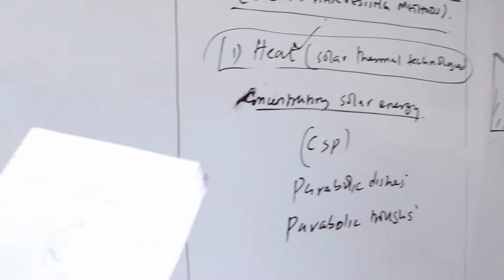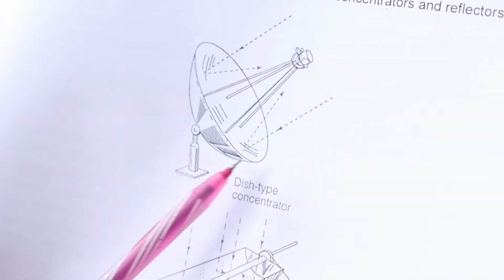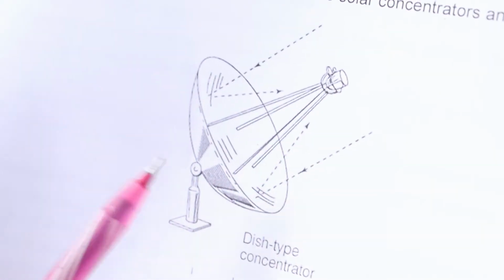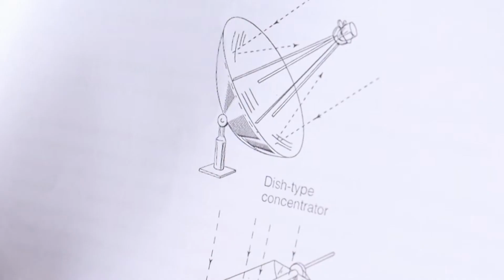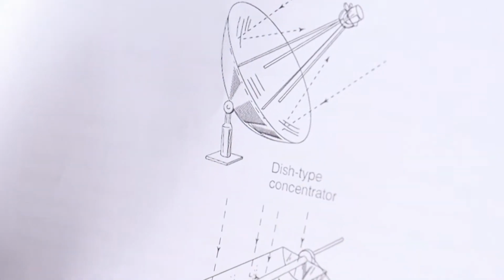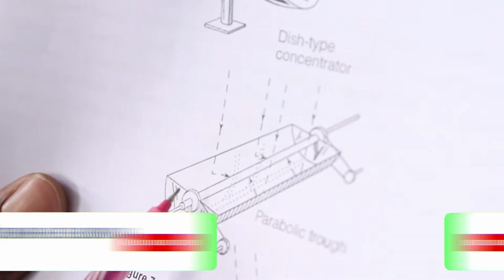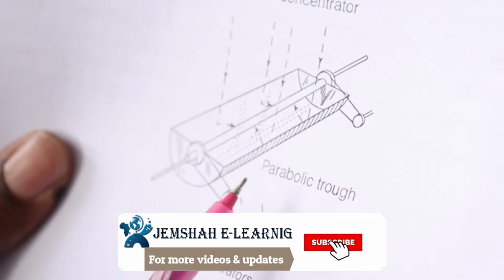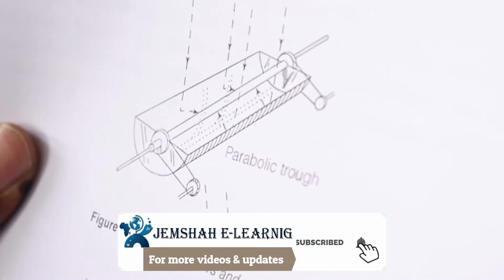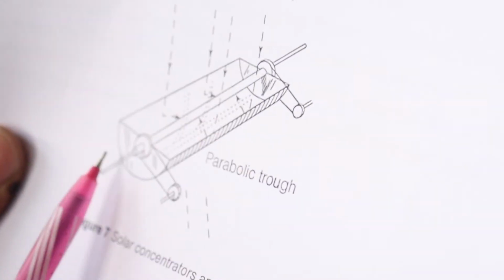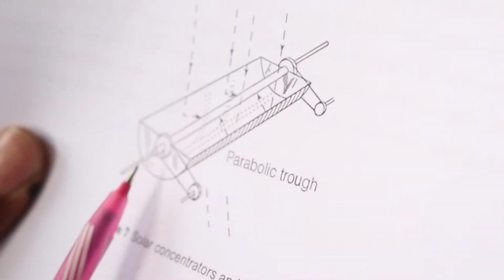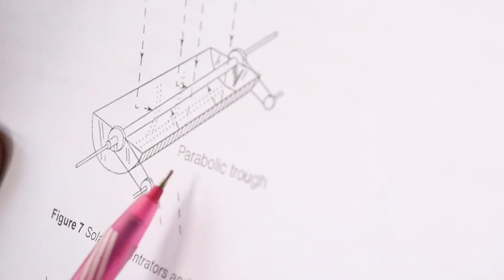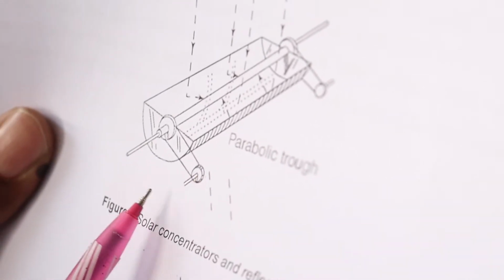Talk about the parabolic dishes. So this is what the parabolic dish is about. You can see how it concentrates the solar radiation to that point. Then we talk about the parabolic trough. The parabolic trough is what we have here. So here is the pipe where the radiation is concentrated, and from there we have the parabolic trough, and it is concentrated.